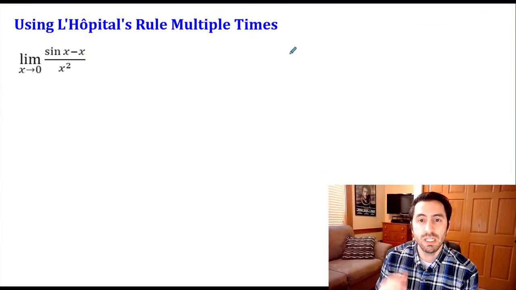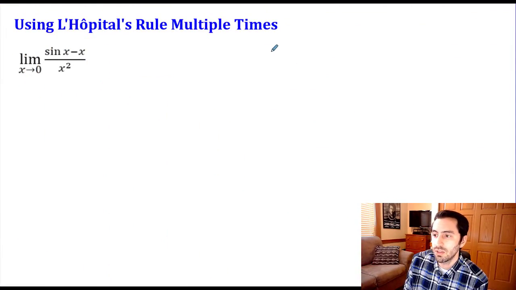Hey everyone! In this video, we're going to continue looking at L'Hopital's rule, and we're going to take a look at an example where we actually have to use L'Hopital's rule more than once. So just to start off with, remember what the rule says. If we have a function where, as we're trying to find the limit, we end up with an indeterminate form of 0 over 0 or infinity over infinity, we can use the derivatives to help us evaluate.